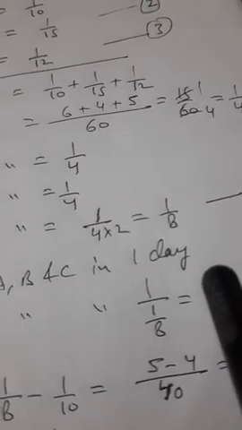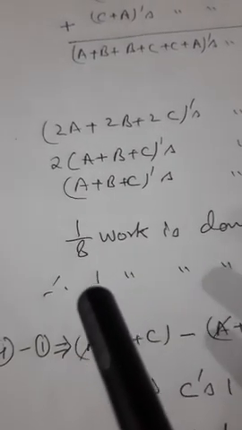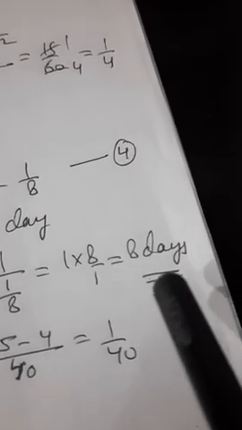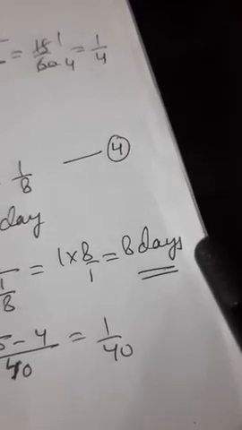So now this 1 upon 8 work is done by A, B and C in 1 day. So one work, that is complete work, will be done by A, B and C in 1 upon 1 upon 8, that is 1 into 8 upon 1, that is 8 days. So time taken to complete the whole work by A, B and C together is 8 days. That is the first answer.